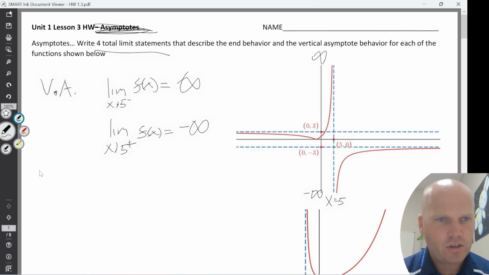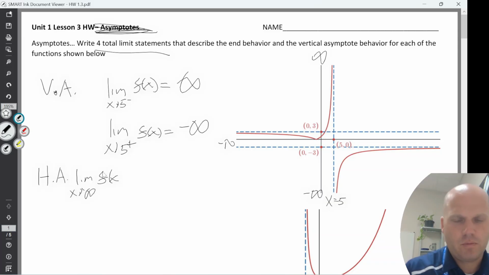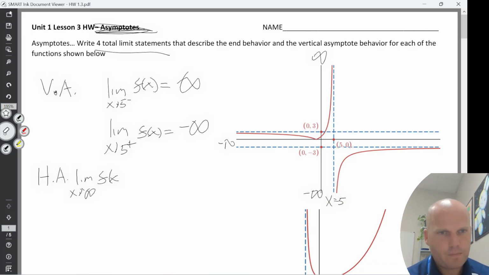And then for the horizontal asymptotes, I can see if I go towards negative infinity in my x direction, my function is going towards positive 3. And if I'm going towards positive infinity, my function is going towards negative 3.